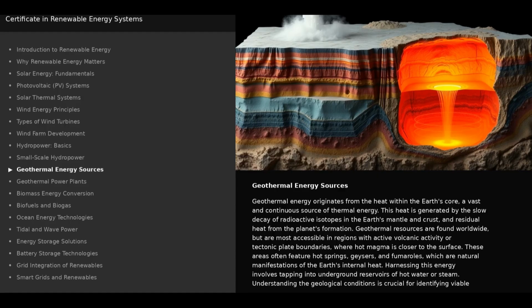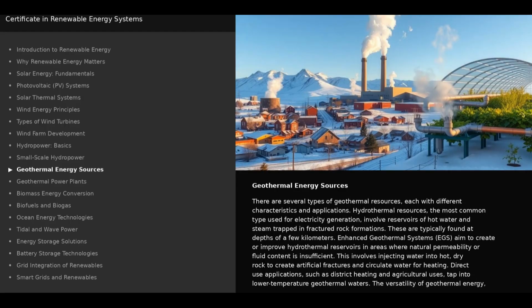Harnessing this energy involves tapping into underground reservoirs of hot water or steam. Understanding the geological conditions is crucial for identifying viable geothermal sites. There are several types of geothermal resources, each with different characteristics and applications.